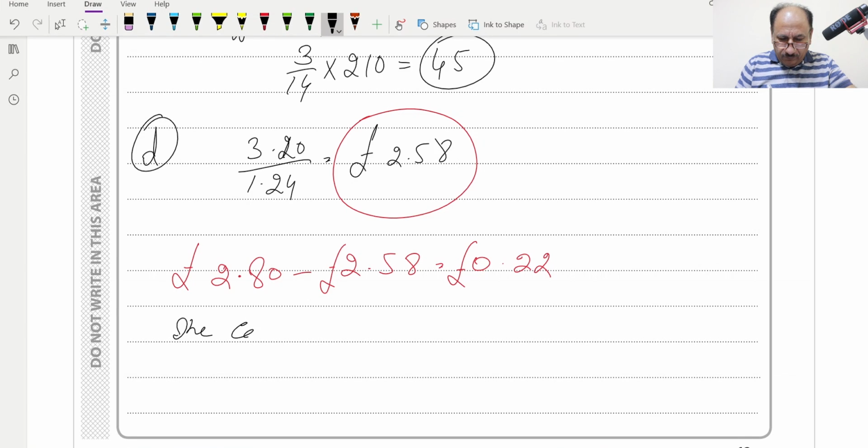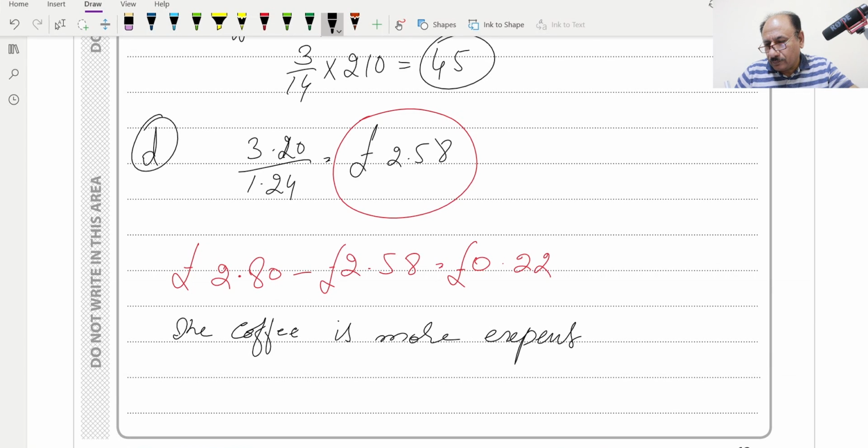So we can write that the coffee is more expensive at the kiosk.